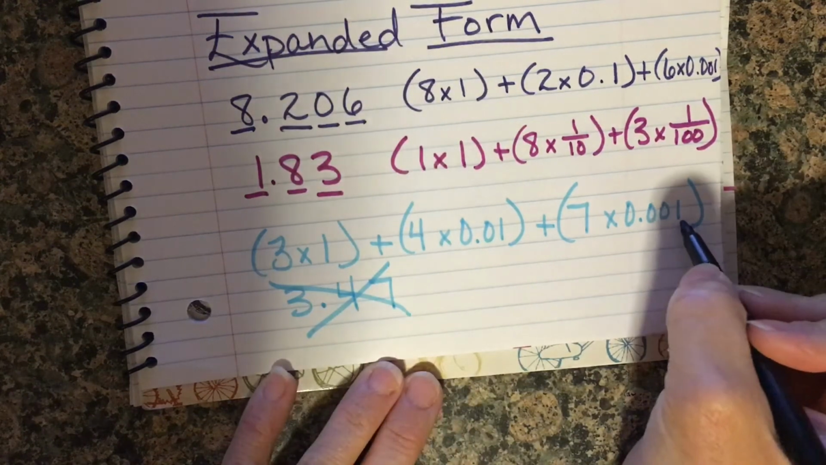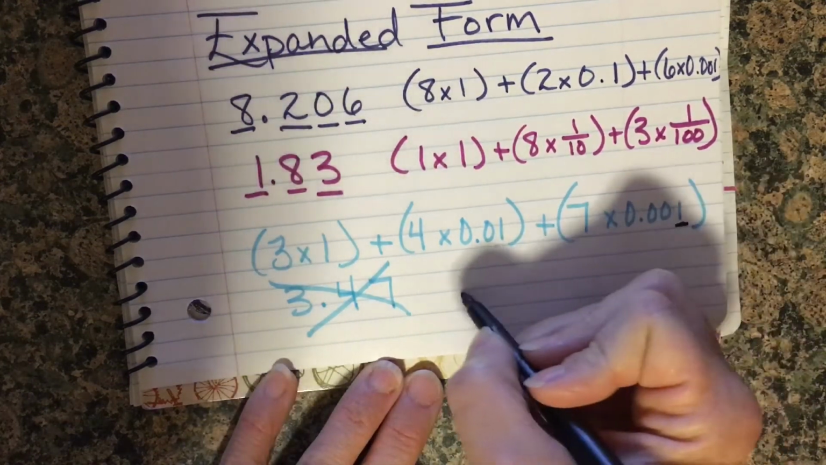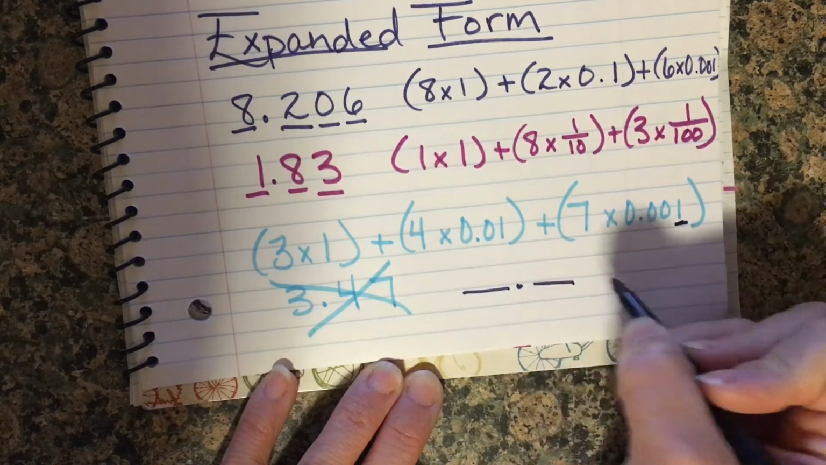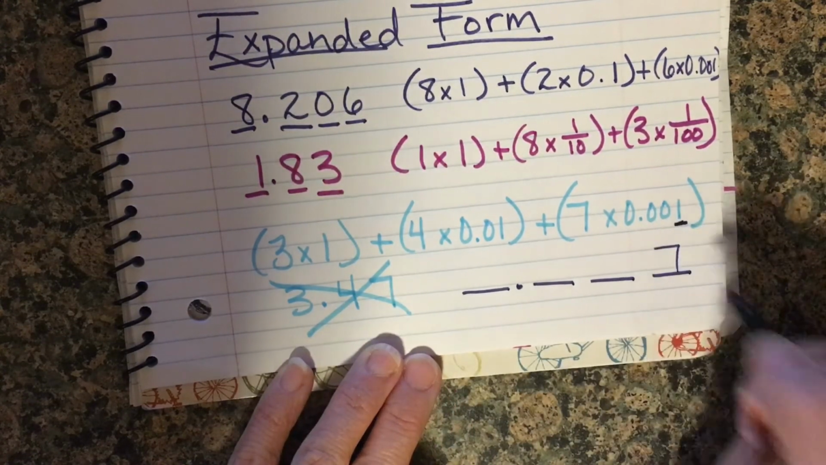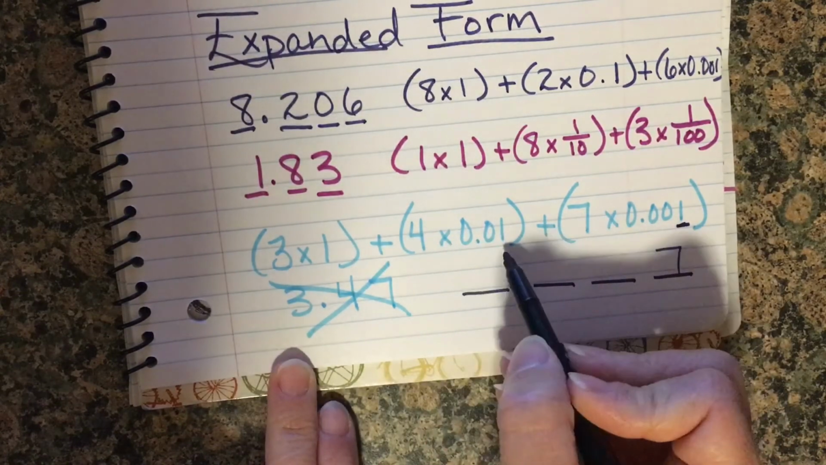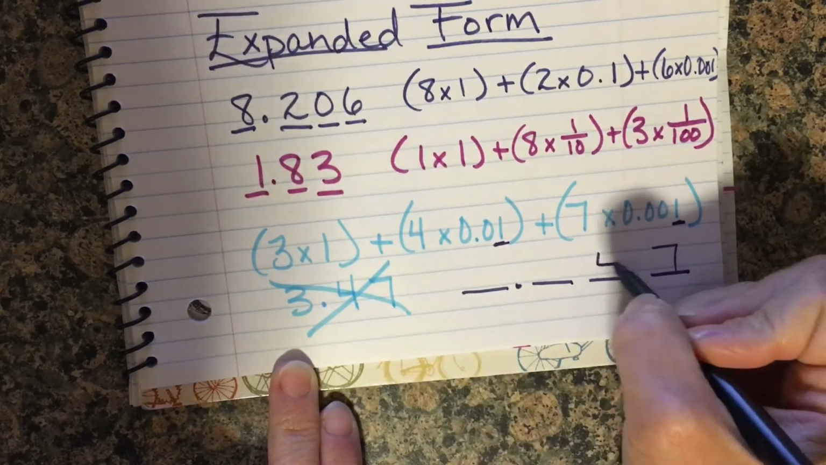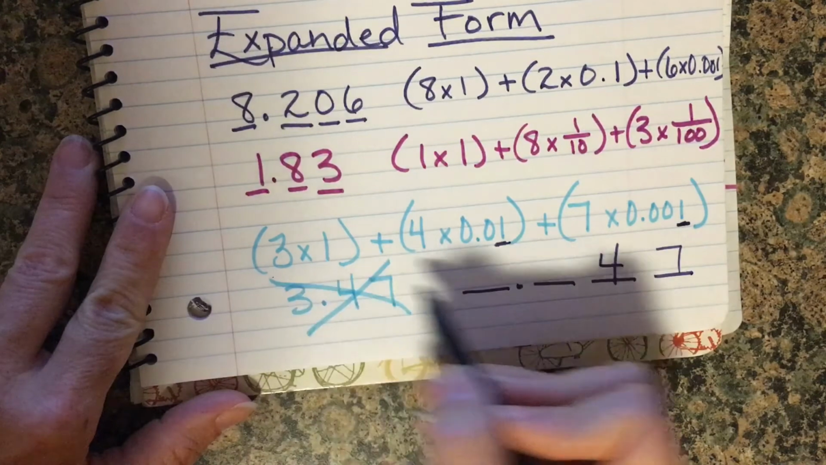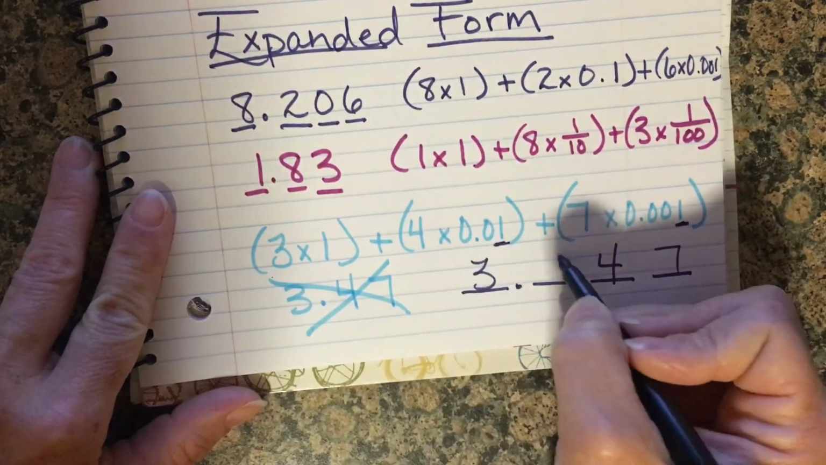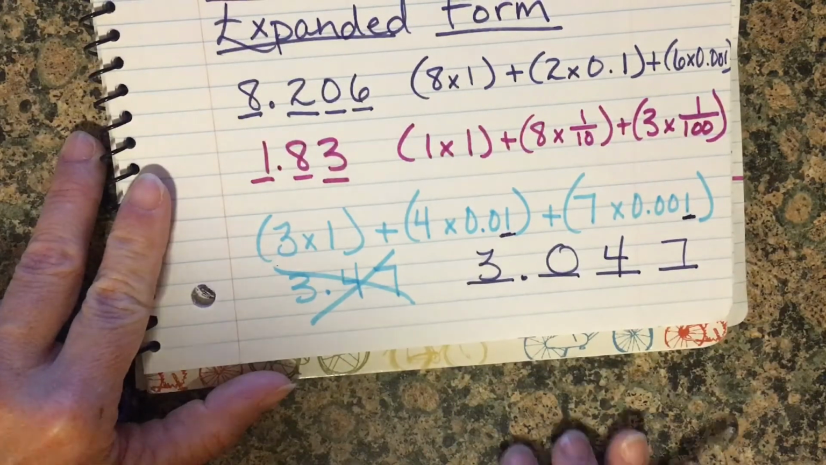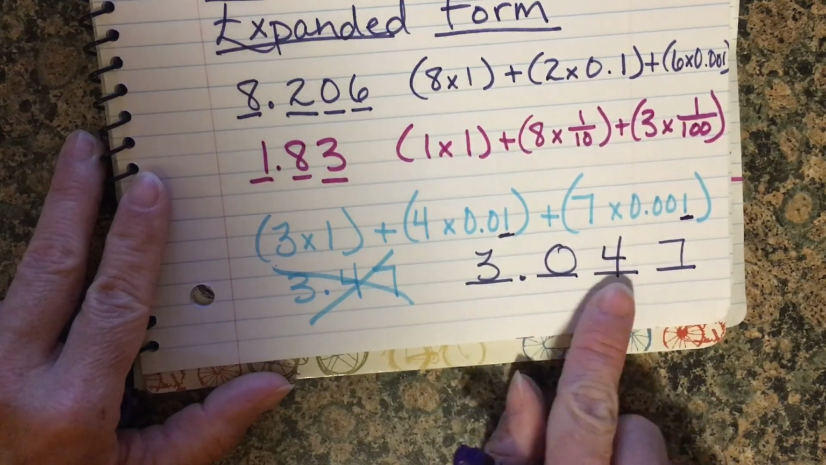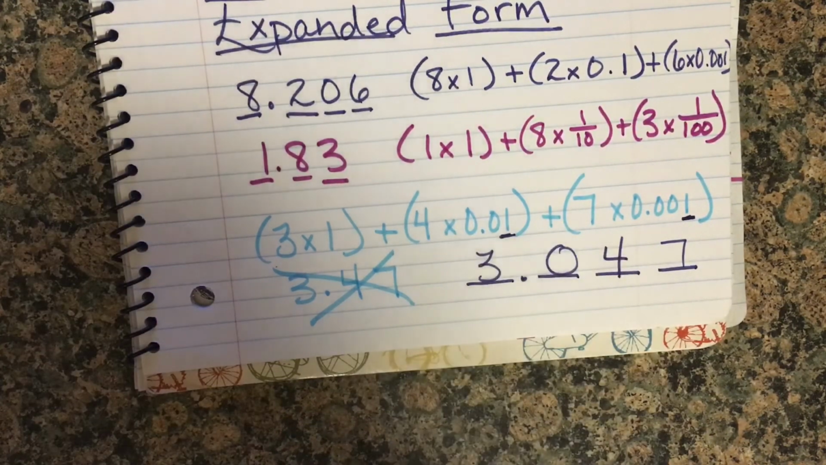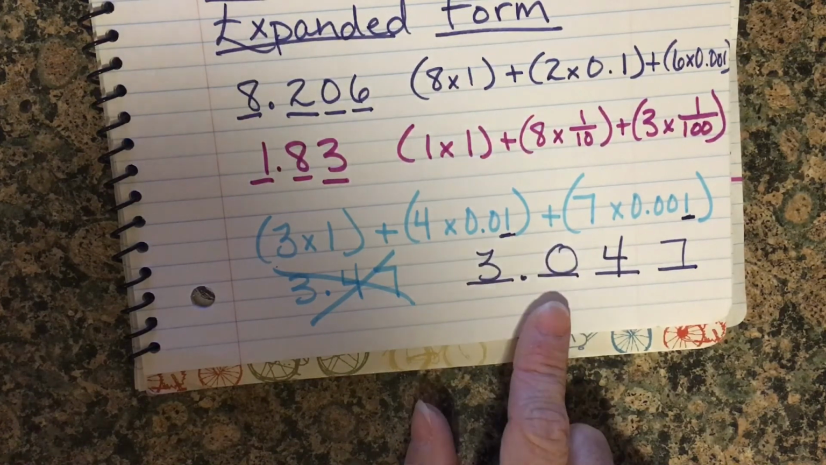If you have a number out to the thousandths place, that means you're going to have 3 digits after the decimal. This 7 has to go in the thousandths. This 4 has to go in the hundredths. This 3 has to go in the ones, and you have to fill in the 0 in between. Don't forget about filling in zeros if you've got missing numbers, because it's really easy to miss these.